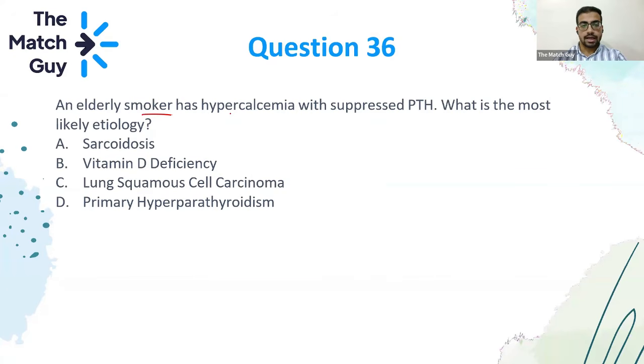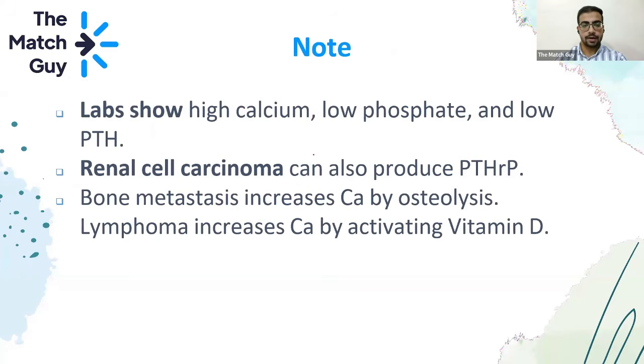An elderly smoker has hypercalcemia with suppressed PTH. What is the most likely etiology? The game of keywords, guys, before you answer. Hypercalcemia, down the road we went to this site, suppressed PTH, so we're in the PTH-independent site. Elderly smoker, they must be telling me about a lung cancer. That's their way of saying lung cancer in a question. So we have lung squamous cell carcinoma secreting PTH-related peptide. So you guys, how you think about it, how you look for keywords, and how you flow down step by step.